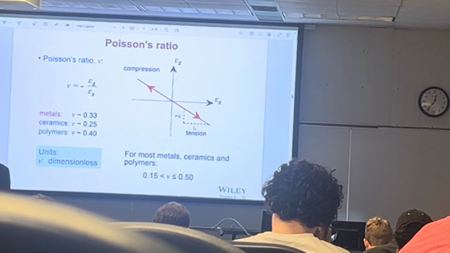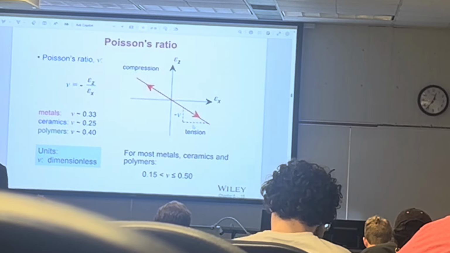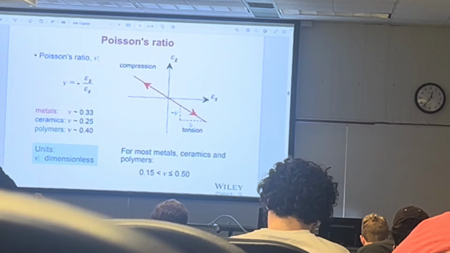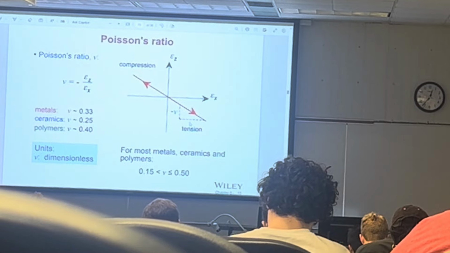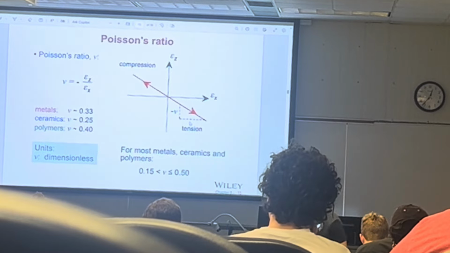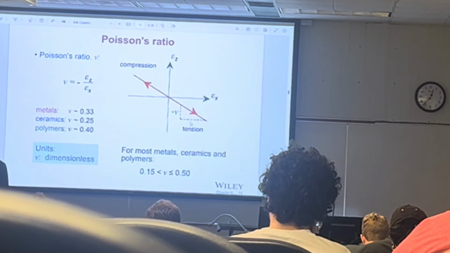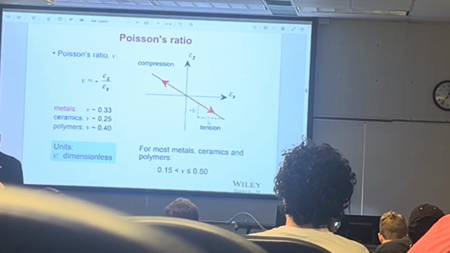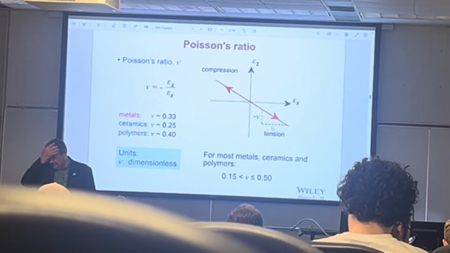So the answer is -1. And the majority of the materials have Poisson's ratio of 0.25 to 0.5. And that's what you need to remember. So don't let this stuff confuse you. I just brought it for educational purposes so that you get an idea that for every law there's an exception. Or for every definition there's an exception.